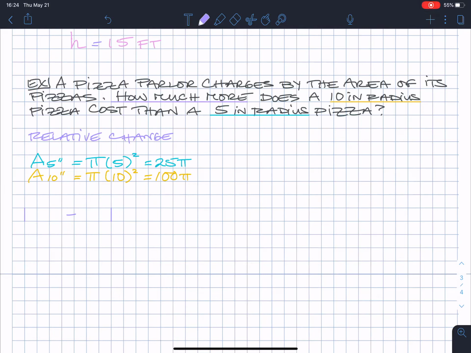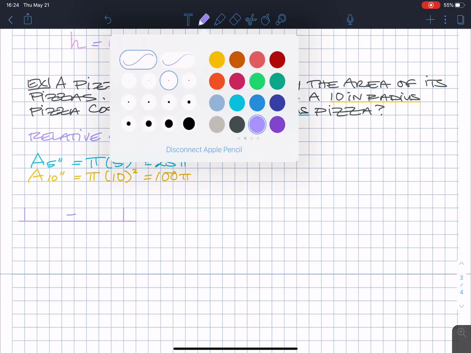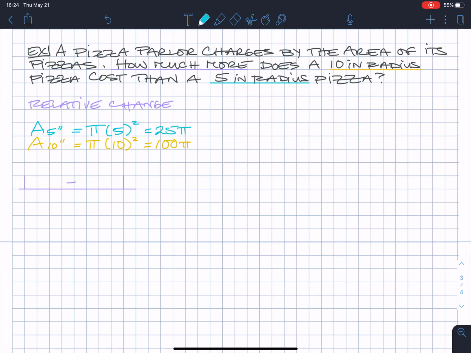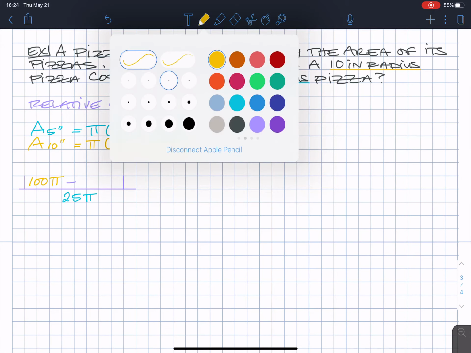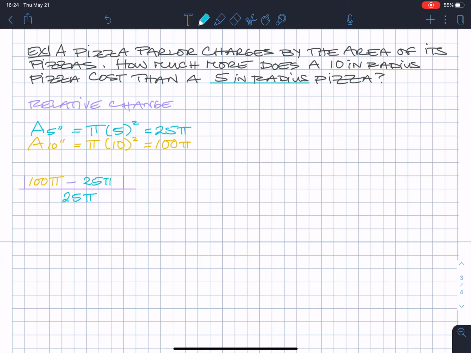But how do we find out which is the initial and which is the final? Well, whatever I put in the denominator is what I'm measuring against, and I'm measuring against the 5-inch radius pizza. So I need the area of the 5-inch radius pizza on the bottom. So 25 pi, because it's with respect to the 5-inch. So the 10-inch is 100 pi minus the 5-inch, 25 pi in terms of area.